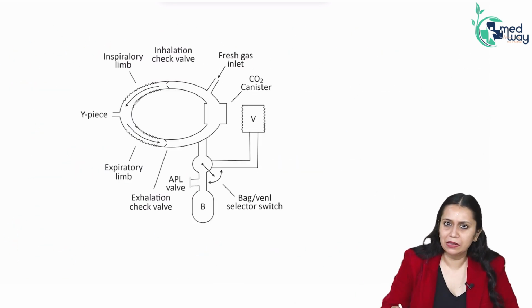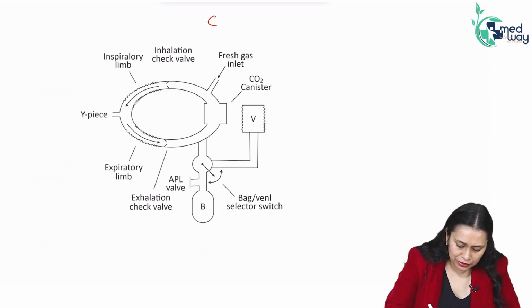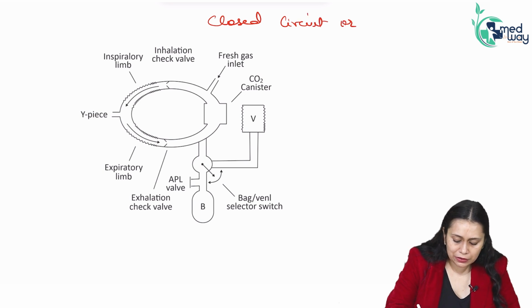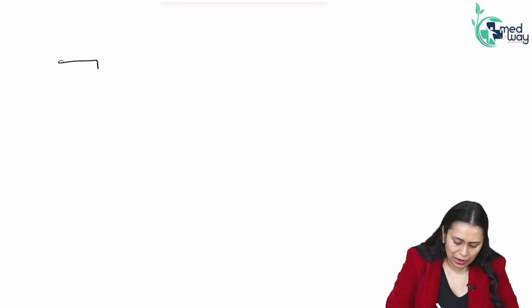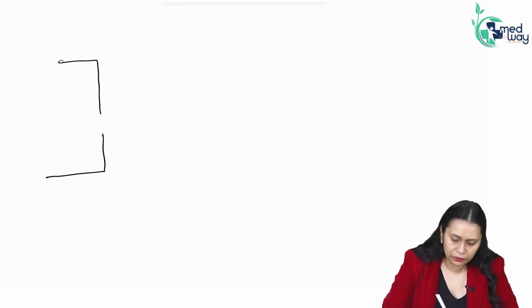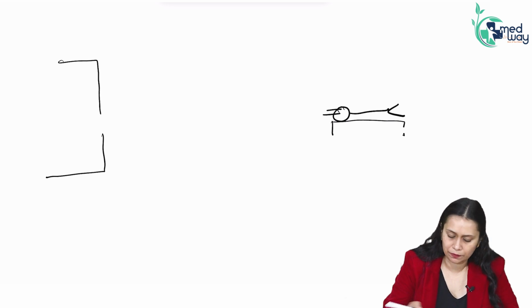So came the circle system or closed circuit. Now, how does this closed circuit or circle system work? So let me make a line diagram. Three important changes were made in the designing of the circuit. Again, a circuit is a connection between patient and machine. So again, this is the patient, this is the airway, and this is the anesthesia machine. Every circuit will have a machine end.